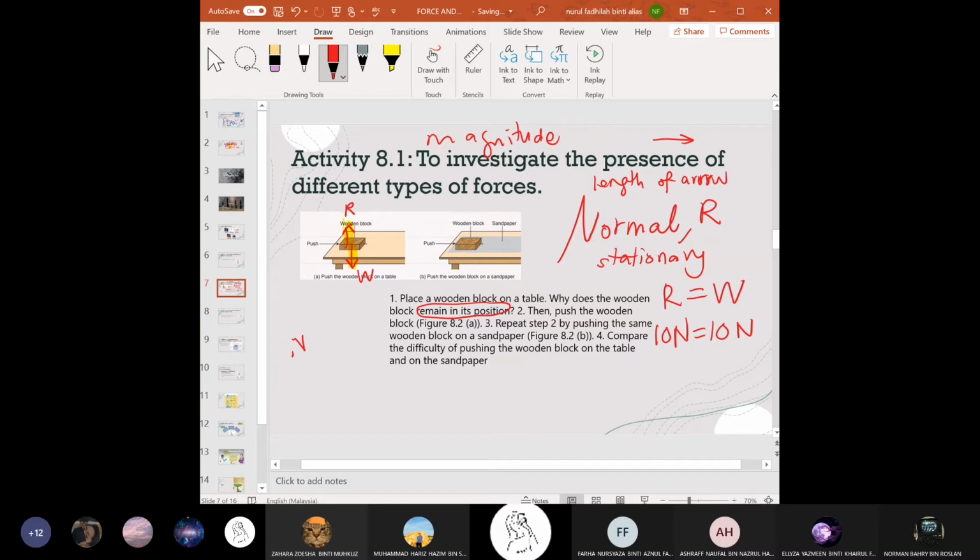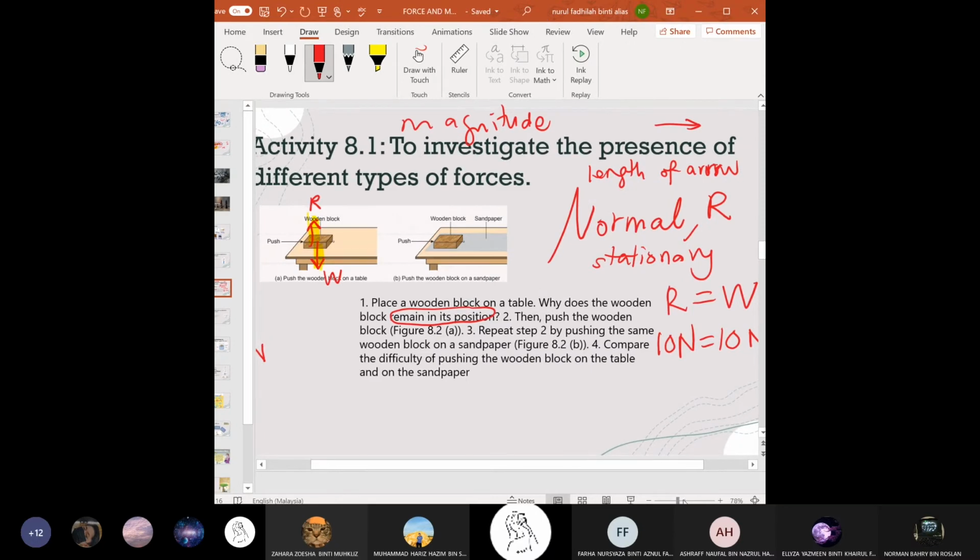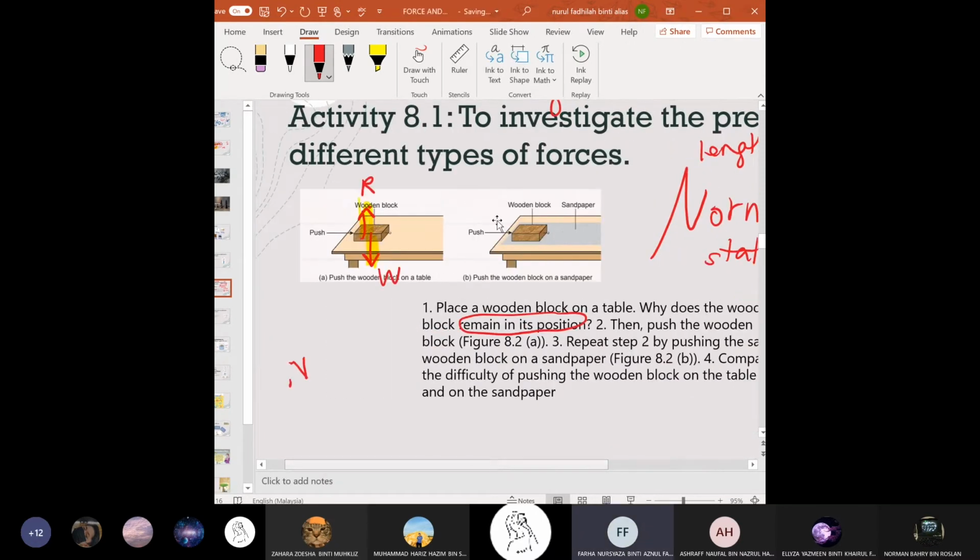Now then, what you need to do secondly, push the wooden block. So you are going to push the wooden block. So let's say now this diagram here, if you push the wooden block, what happens to the wooden block? It will move. If you push in this direction that is shown here, the wooden block will move. But will it move forever? You push only a little. Will it keep going non-stop? No. Okay, try it now.